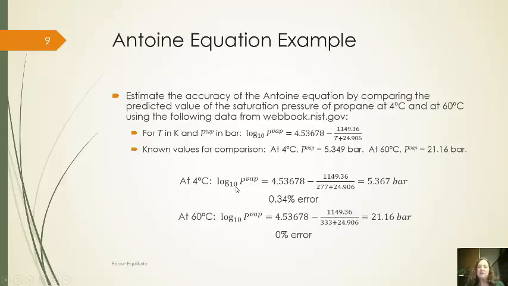When I do this, the equations I came up with, and this is not written quite right. Log of this is this, but P vap is 5.367 bars. The key thing is it's only a 0.34% error. And at 60 degrees, it's to 4 sig figs identical.